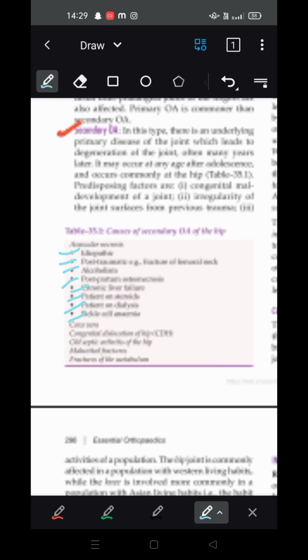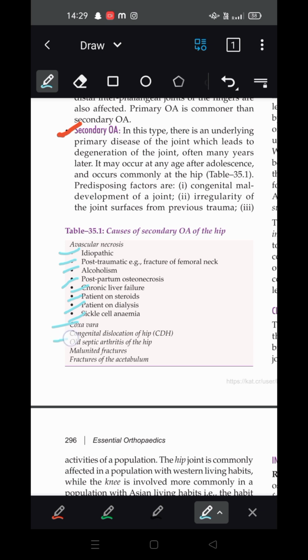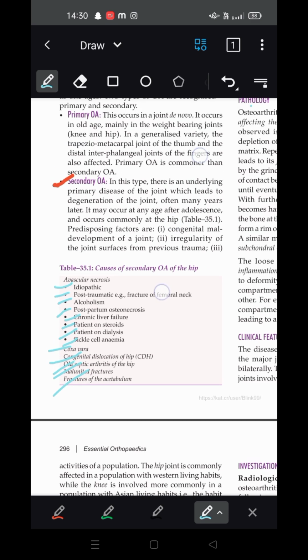So, this is coxa vara, CDH, congenital dislocation of the hip, old septic arthritis of the hip, malunited fractures, and fractures of the acetabulum. So, let's move further in this.